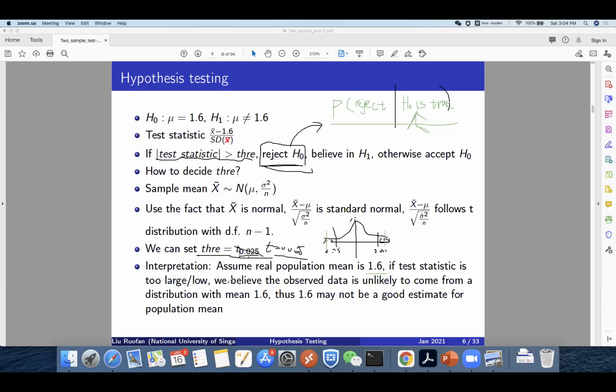So the interpretation here is that we assume my real population mean is 1.6. But if the test statistic is too large or too low, we believe the observed data is unlikely to come from a distribution with a mean of 1.6. Thus, 1.6 may not be a good guess for the population mean.